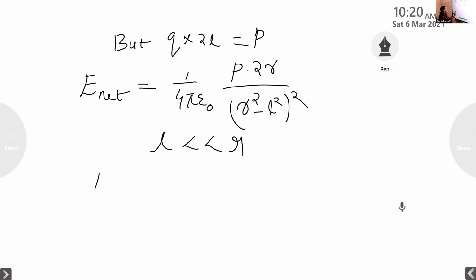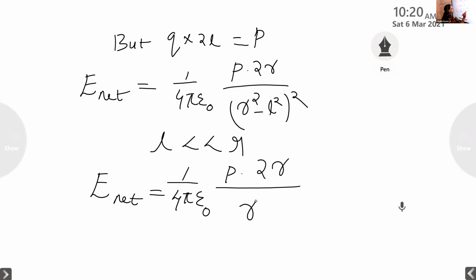Then what happens to our equation? The net electric field E net is equal to 1 by 4 pi epsilon 0, P into 2R divided by R raised to 4. We neglect the term L square, the whole square. Here there is an R square, and outside the bracket there is a square, so it becomes R raised to 4, right? Now here there is an R in the numerator, so we can cancel this R with one R from the denominator. So it becomes R cube.